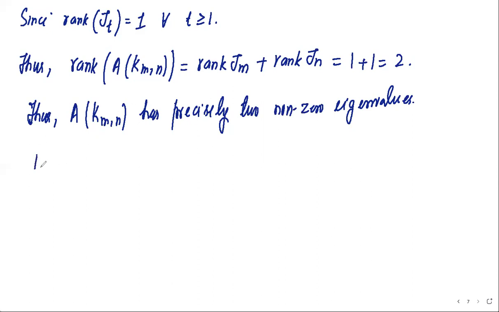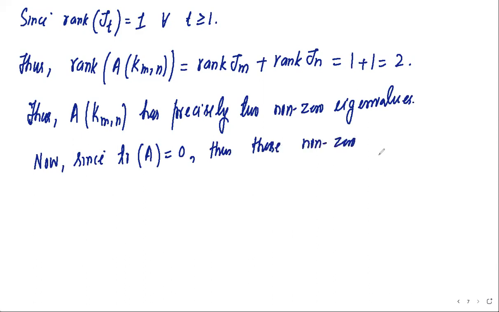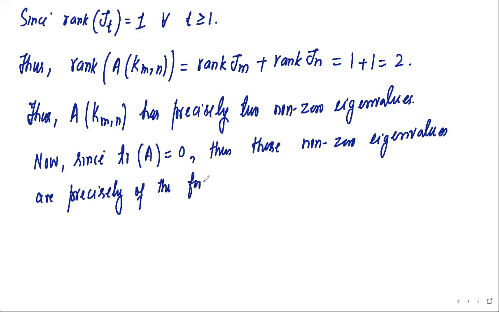Now we will make one more observation on the adjacency matrix. Since the trace of this adjacency matrix A is equal to 0, and we have exactly 2 non-zero eigenvalues, these non-zero eigenvalues are precisely of the form lambda and minus lambda, because we need the trace to be equal to 0, and we know that the trace of a matrix is the sum of its eigenvalues.